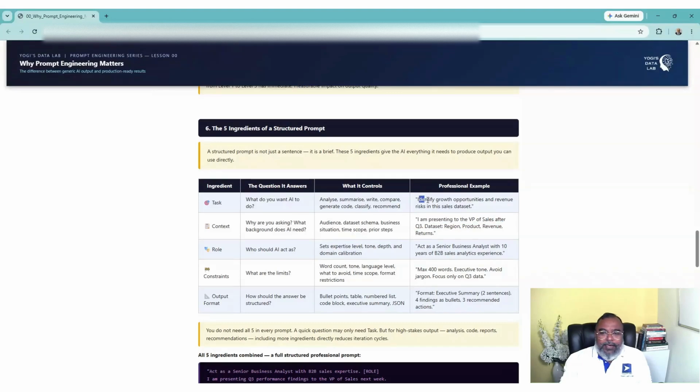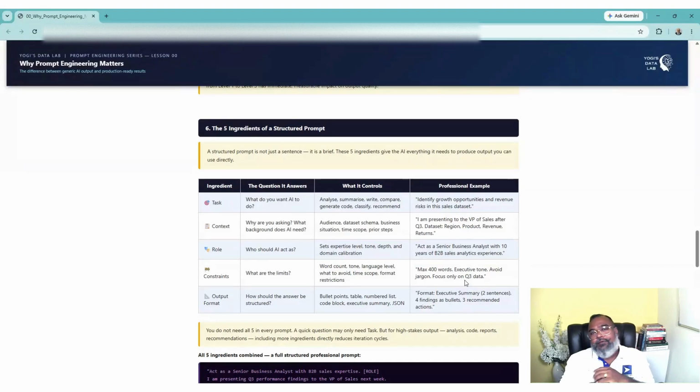What is the task? Identify growth opportunities and revenue risk in this sales data set. But you don't want it to be pages long, right? You want it to be pretty crisp. So you put a constraint that it should be a maximum of 400 words, in an executive tone, avoiding jargon and focusing only on the Q3 data. So you have told it exactly and precisely what you need. You're constraining it, you're setting the audience, you're telling it what its role is, and you're asking the question.